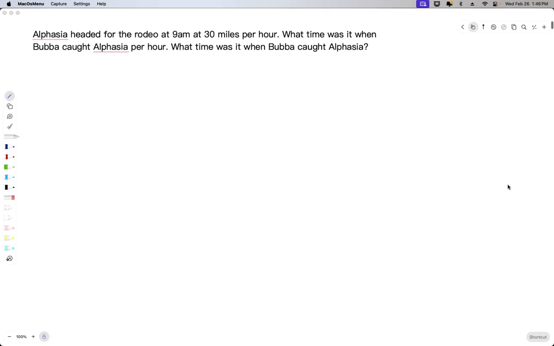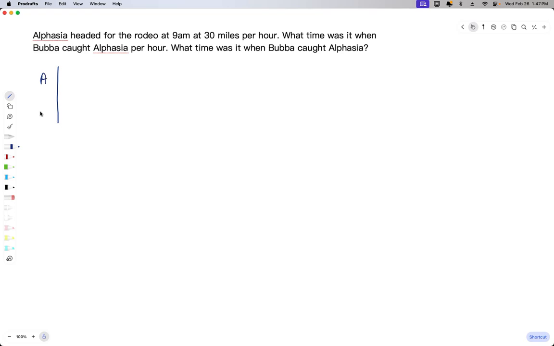All right, so here we have Alphasia, and she was headed for the rodeo at 9 a.m. This one's a bit different. It has two people. So let's read the problem. Alphasia headed for the rodeo at 9 a.m. at 30 miles per hour. So that gives us a good picture of Alphasia. So let's start with Alphasia. We know there's going to be somebody else in the problem because that's the way the problems work.